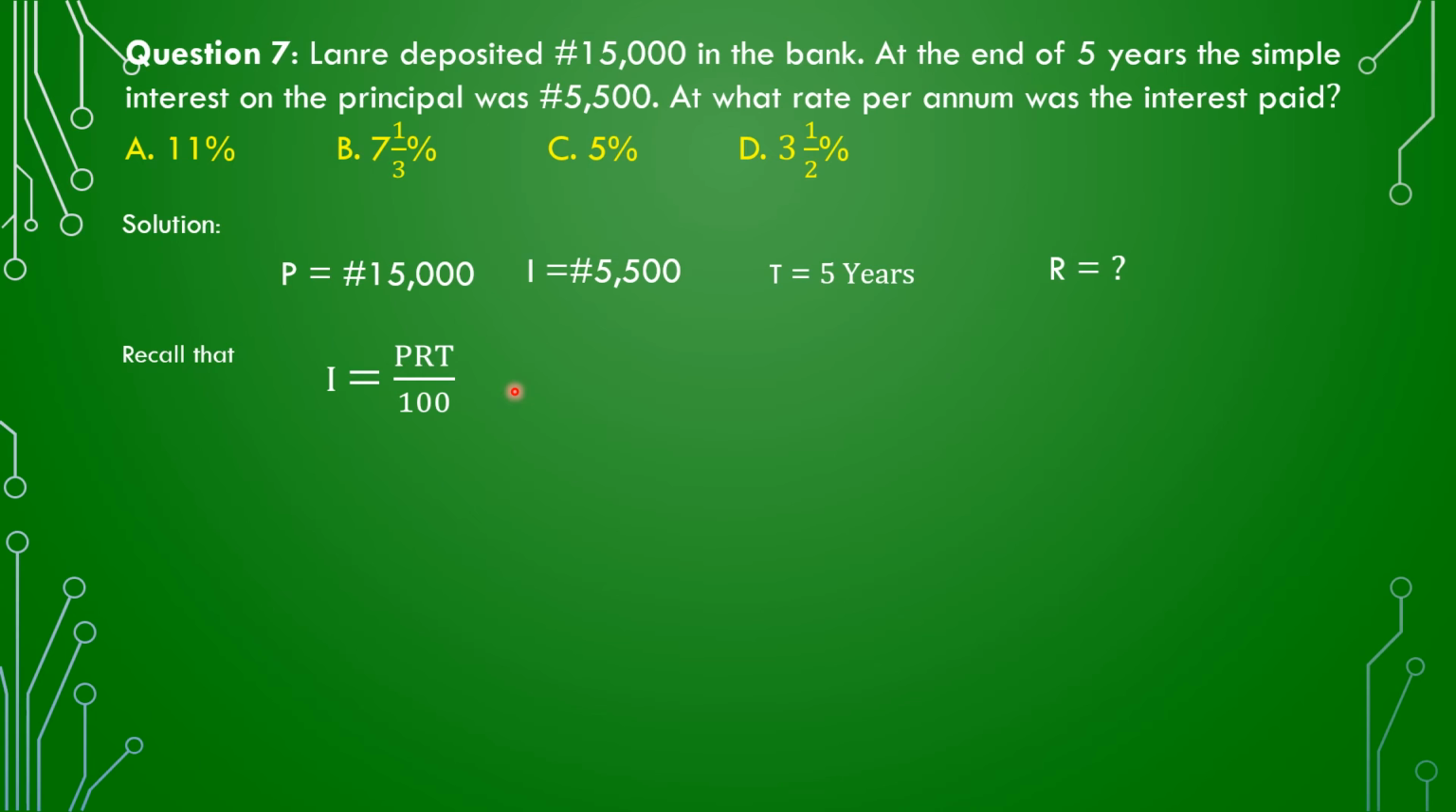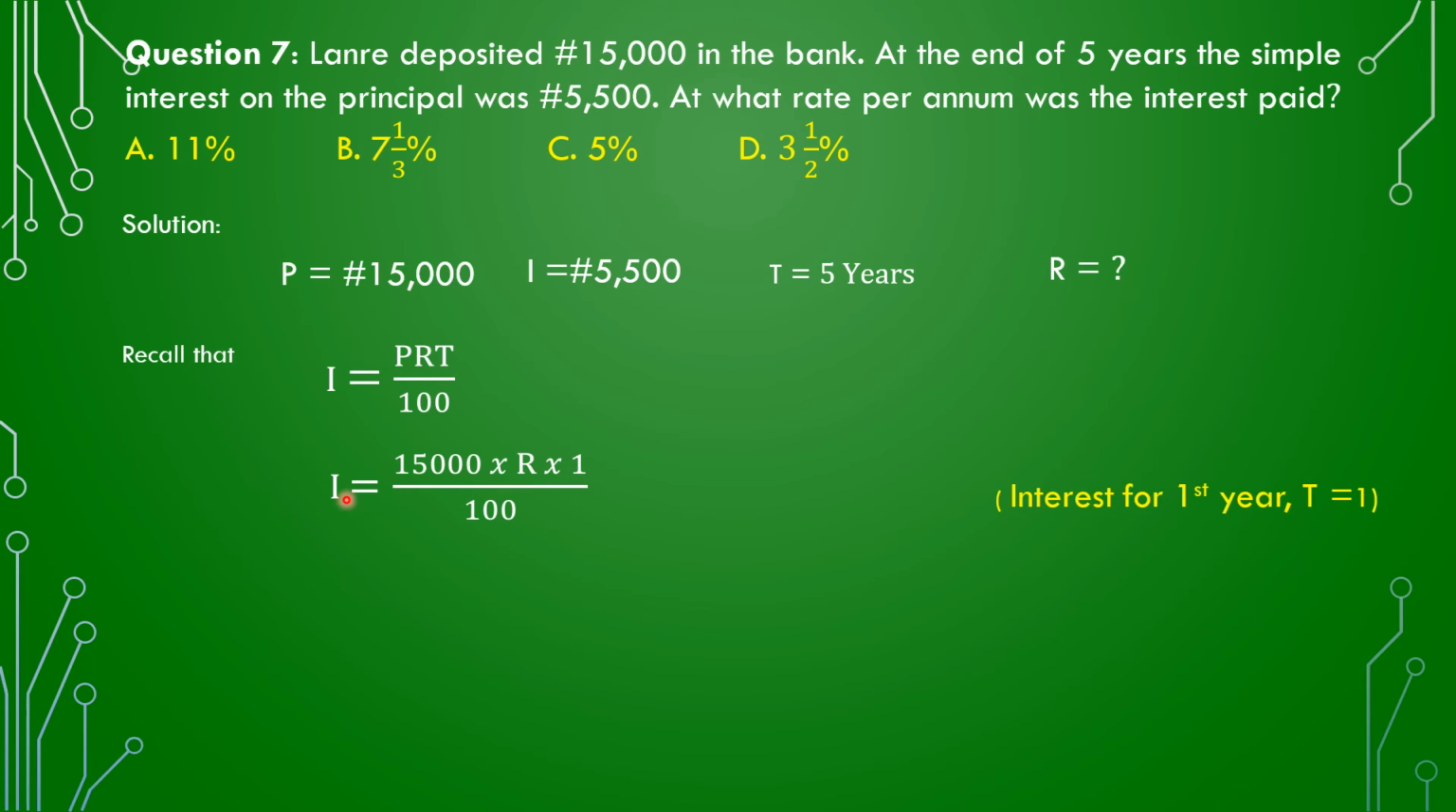Inserting the given parameters, we have that I is equal to 15,000 times R. Remember, R is not known. Times 1 divided by 100. Yes, you are confused in this place. Don't be confused. Before you will know the interest after 5 years, you must know the interest for the first year. And the first year means that T is equal to 1 year. Good. So that is how we got this one here.